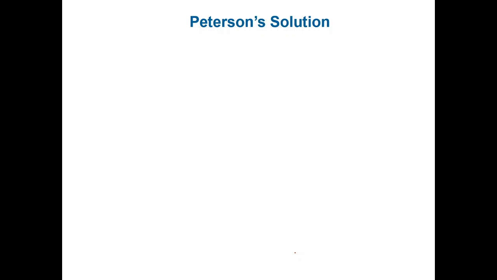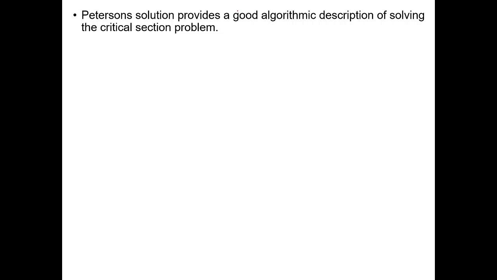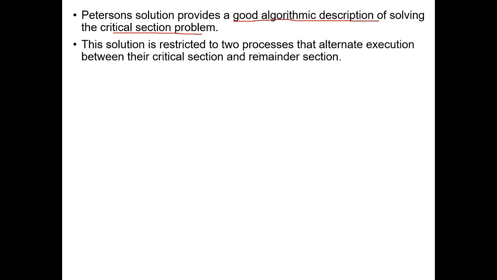So in today's session we are going to see another solution, that is Peterson's solution. This algorithm was implemented by the person Peterson, and we are synchronizing here two processes, and we are going to check whether this algorithm meets all the three conditions of the critical section. Peterson's solution provides a good algorithmic description of solving the critical section problem. This solution is restricted to two processes that alternate execution between their critical section and remainder section.